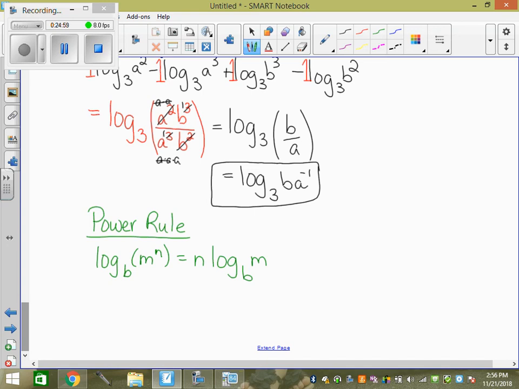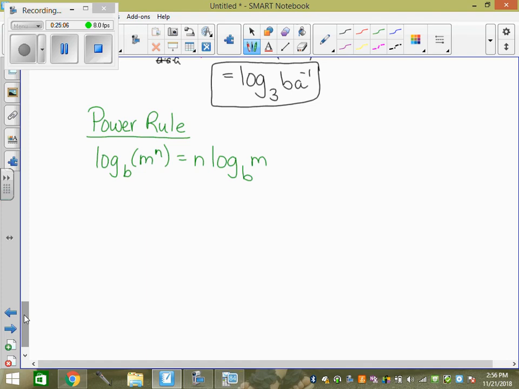Now, instead of just trusting me that that's true, I'm going to show you why it's actually true. So if I gave you log base 3 of 2 to the 5, how could you write 2 to the 5 in expanded form? Exactly. It's going to be log base 3 of 2 times 2 times 2 times 2 times 2.